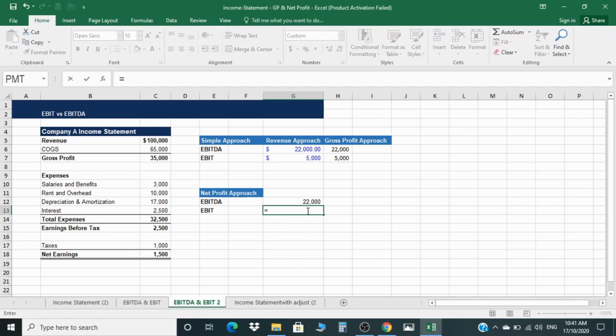Then we calculate EBIT. Just go by earnings plus sum. So add tax and interest, and you got your 5,000. It is the same, so you can reconcile.